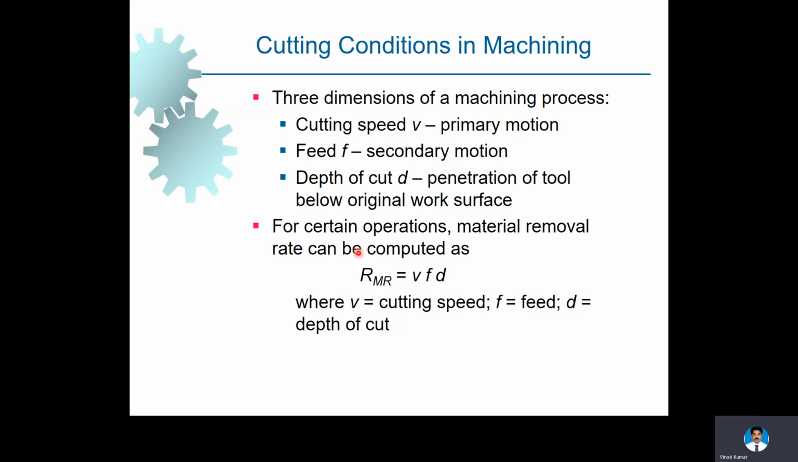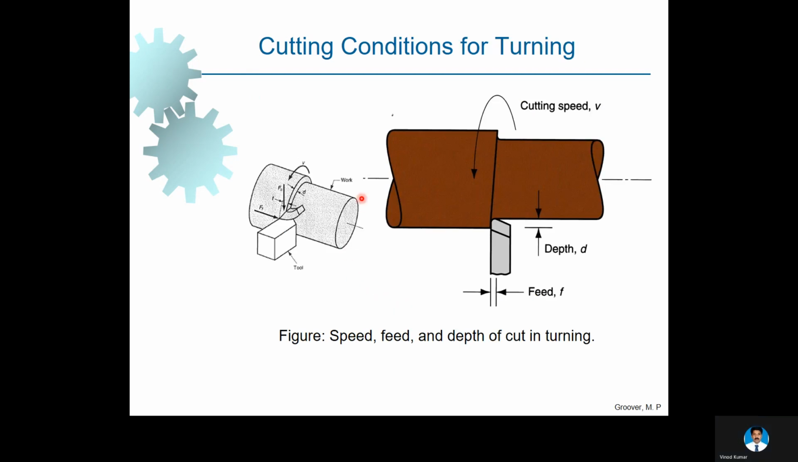So we can calculate the material removed in a process by multiplying V, F, and D. So cutting speed times feed times depth of cut will give you the material removal rate in millimeter cube per second. Let us see the cutting conditions as I explained.